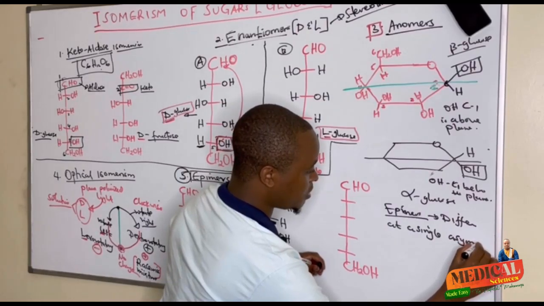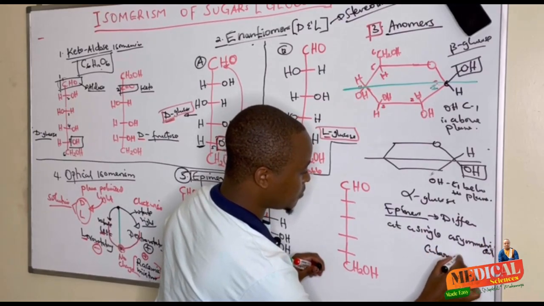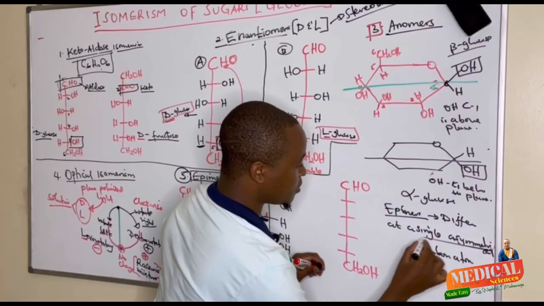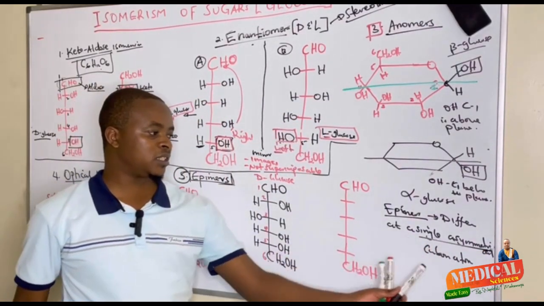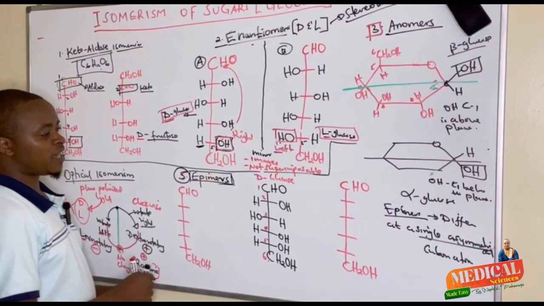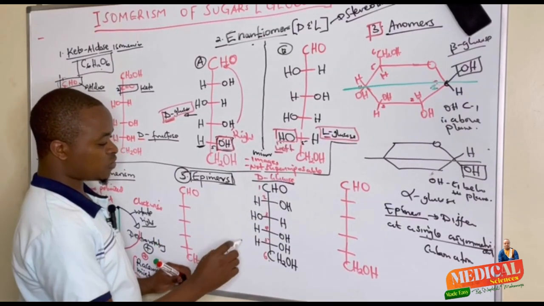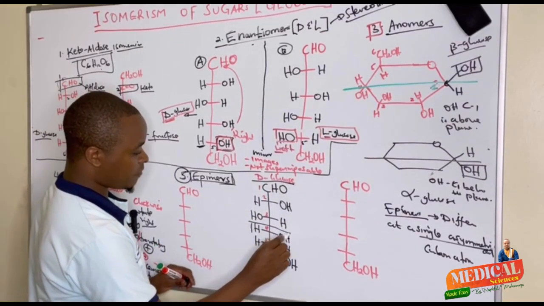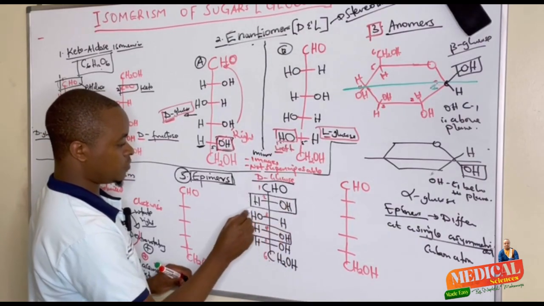Single asymmetrical carbon atom. So they differ at a single arrangement of the hydroxyl group, at a single asymmetrical carbon atom. And an example is when I have D-glucose. D-glucose, I want to focus on carbon number 4 and carbon number 2.